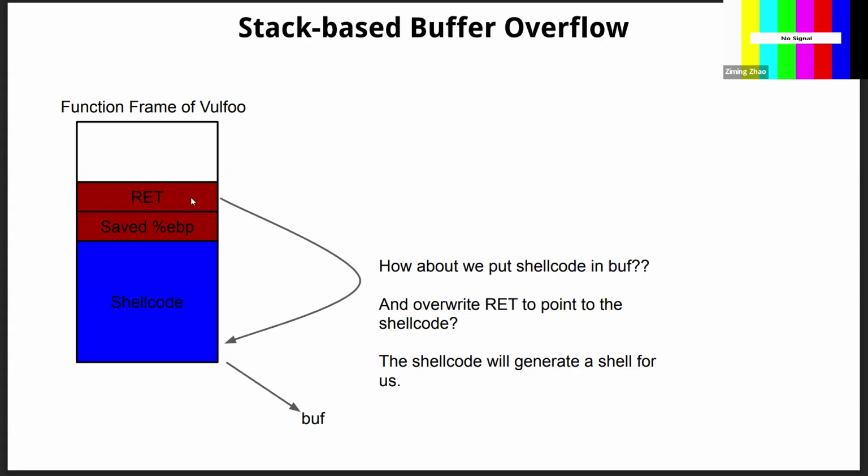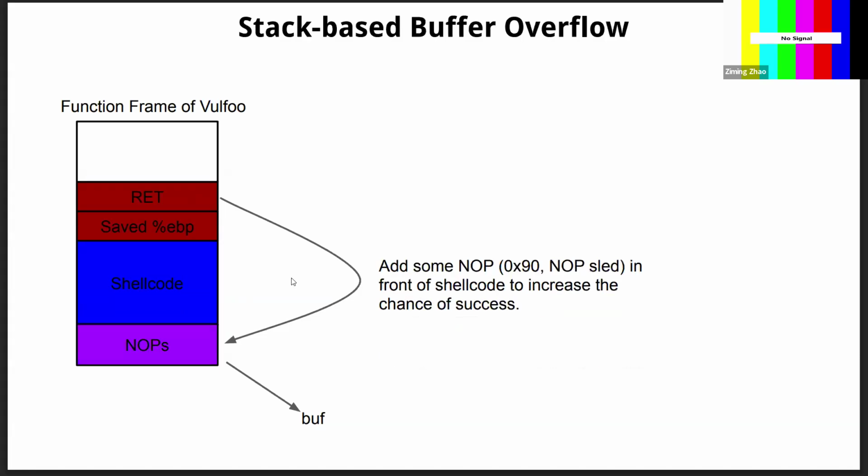So when this val foo function returns, it will execute the shell code. But everything is on the stack, okay? So here we assume the stack is executable. Of course, we can put the shell code in other places. If the buffer is big enough, we can even put some nops. A nop instruction doesn't do anything, it will just go to the next instruction.